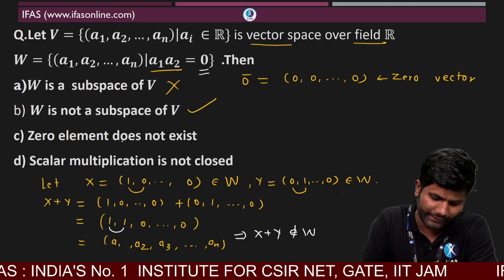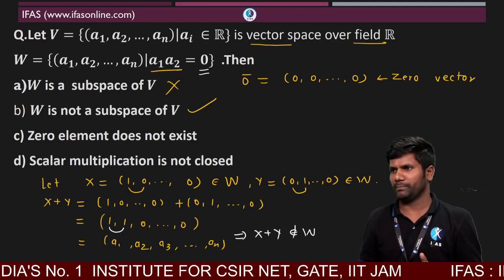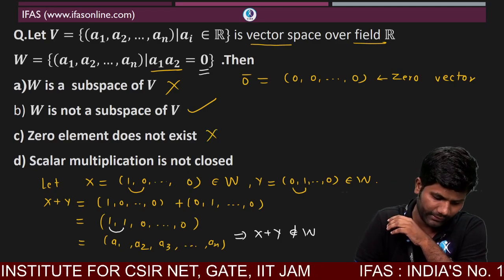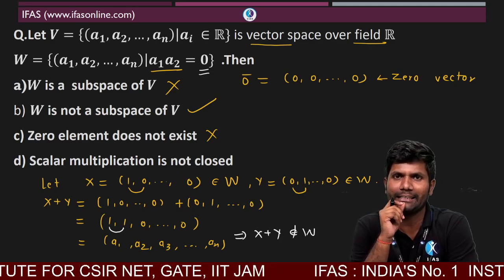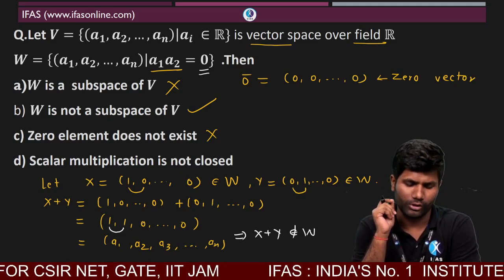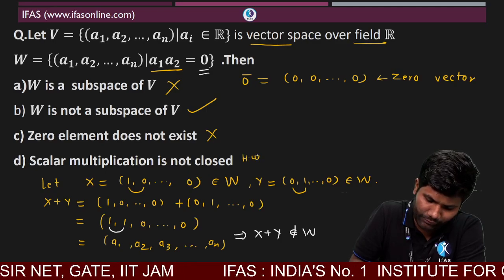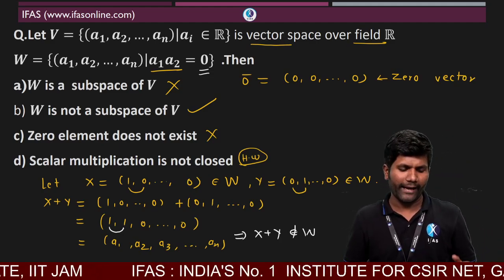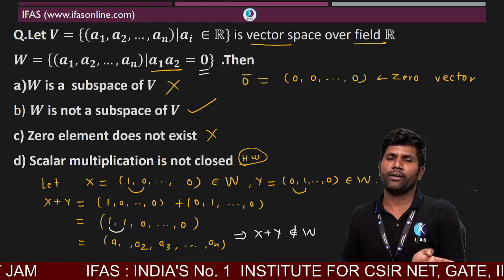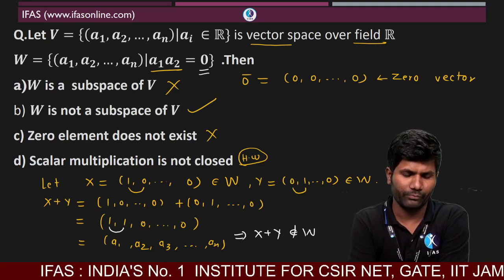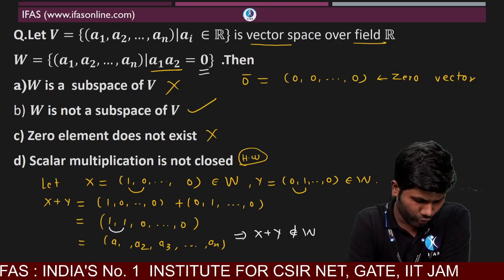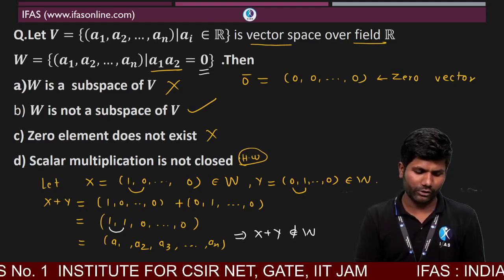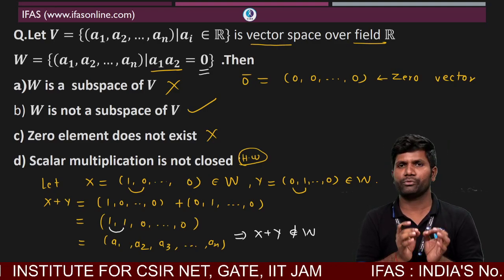The third option says that the zero element does not exist. For this subspace W, the zero element exists, so this is also incorrect. And the last option is that scalar multiplication is not closed. This is homework for you. Please check whether this option is correct or not. For that you have to check whether, if x belongs to W, then alpha dot x also belongs to W or not. Clear, everyone? If you check, this option is also incorrect. So for this question only one option is correct, that is option B.